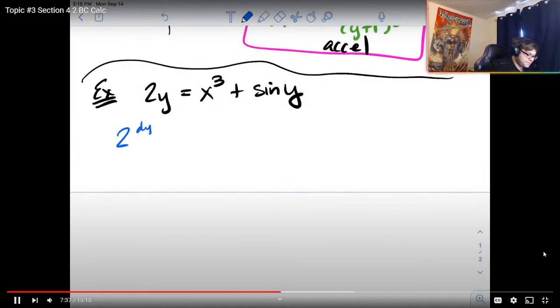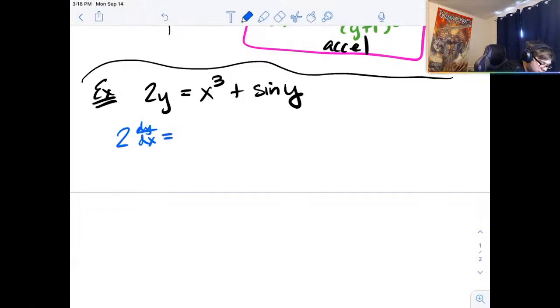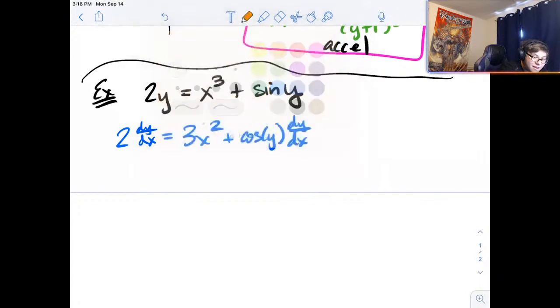Derivative of 2y is 2. We stick a dy/dx next to it. X cubed is 3x squared. And the derivative here would be cosine of y. Again, because we took a derivative on something that involved a y, we have to stick a dy/dx next to that as well.